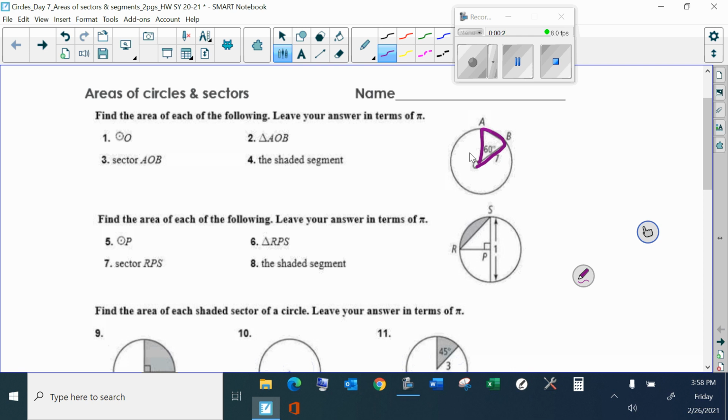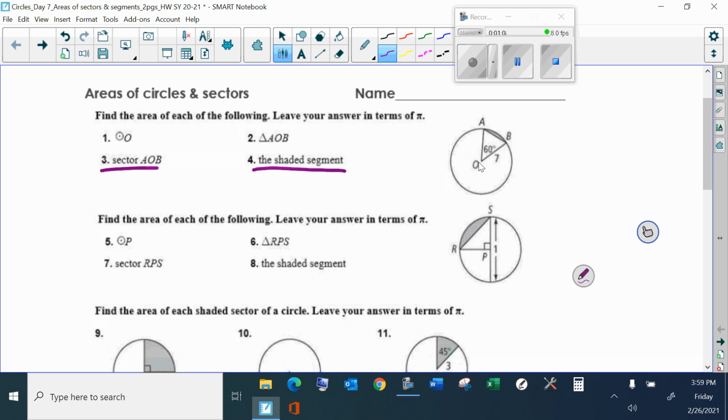It's called the sector. And then they have you find the area of the triangle AOB, which is just that part right here. And then finally a shaded segment. A segment is where you have a chord on the circle, and it's between the chord and the outer part of the circle. That's called a segment. So between the chord and the circle itself, not the inside. Sector includes the entire region. That's the sector itself.